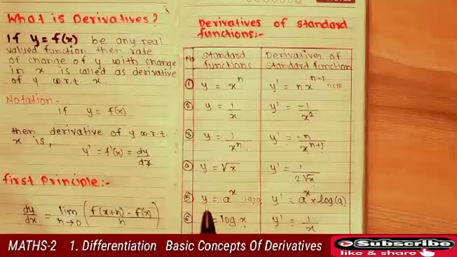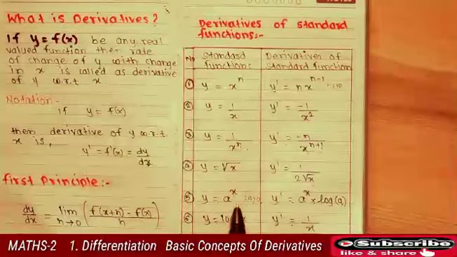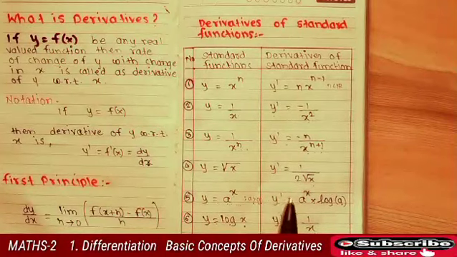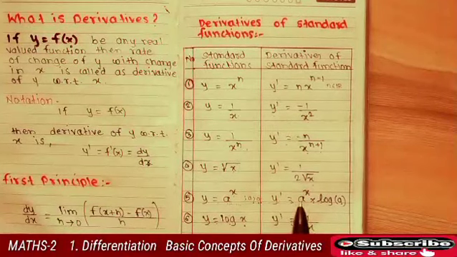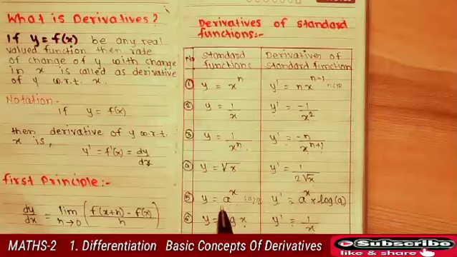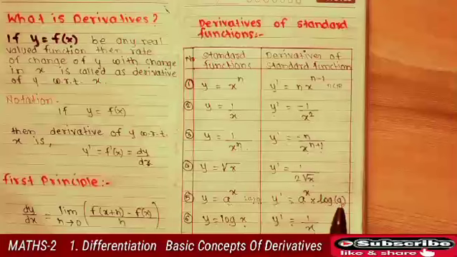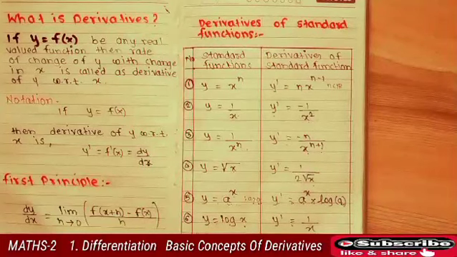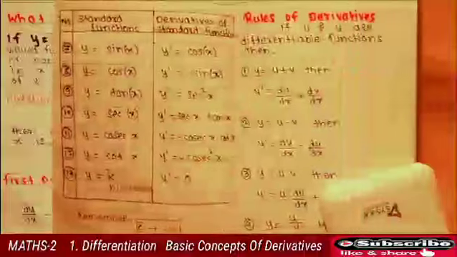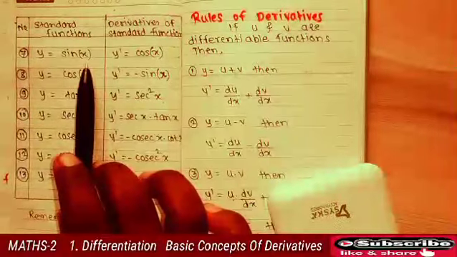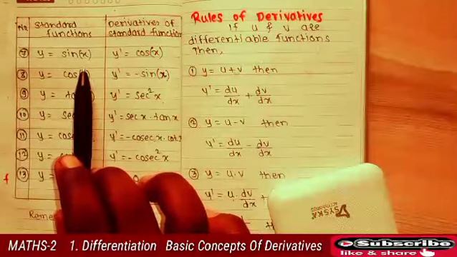Fifth formula, if y equals a raised to x is the standard function where a is greater than 0, that is non-negative, its derivative y dash equals a raised to x into log a. Look here, a raised to x as it is, with log a. Remember this step. Sixth formula, if your function y equals log x, its derivative becomes y dash equals 1 upon x. Students, now these are the standard functions with trigonometric functions.